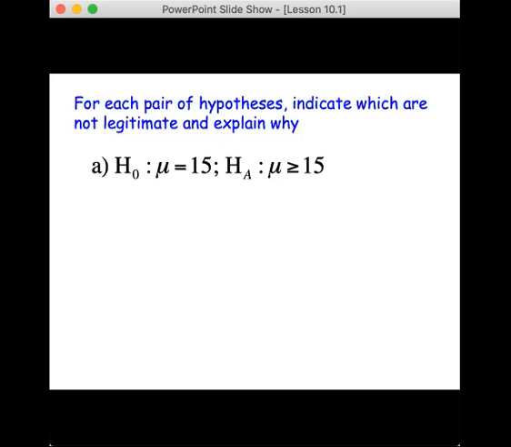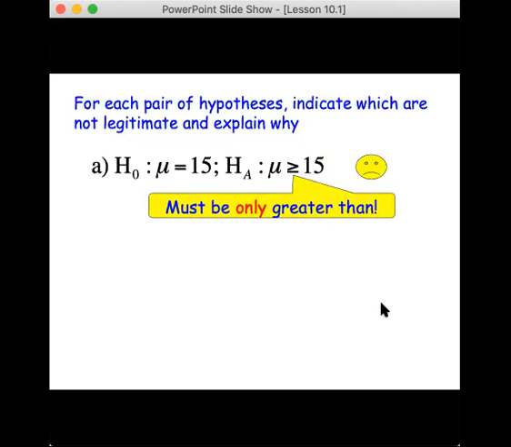All right, Nick, why is it bad? Because it is greater than or equal to for HA. Good job. Yep, that equal to is no good. It should only be greater than. So good call.